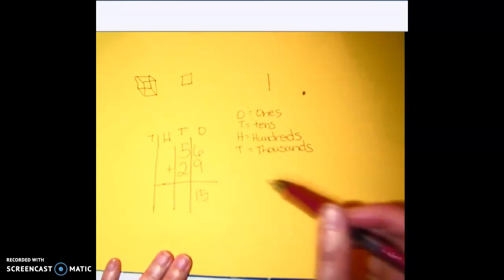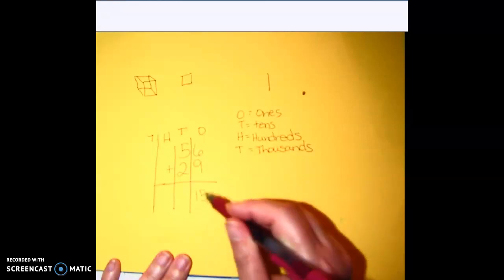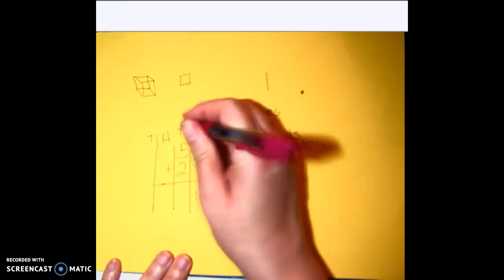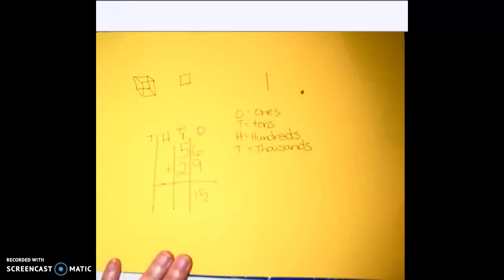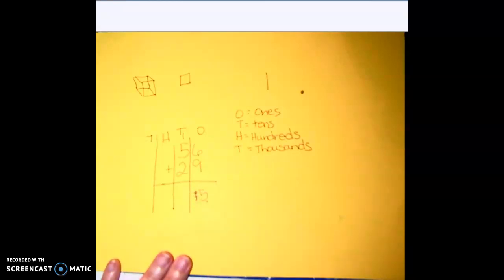Do we have enough to make a 10? We do, because we've got 10 there. 15 is 1 ten and 5 ones. So that 5 is going to stay here, and that 10 is going to go over here with these 10s. Okay? And we have to take them out. If I didn't erase, I'd erase them right there.